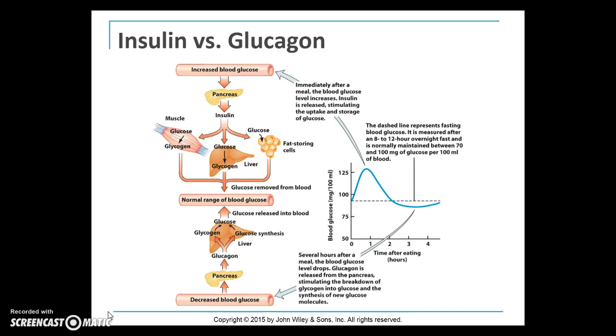On the right-hand side, the dashed line represents fasting blood glucose. It's measured after an 8 to 12-hour overnight fast and normally maintained between 70 to 100 milligrams of glucose per 100 milliliters of blood. But if you remember that 70 to 110 range, that just gives you an idea of what's too high and what's too low.